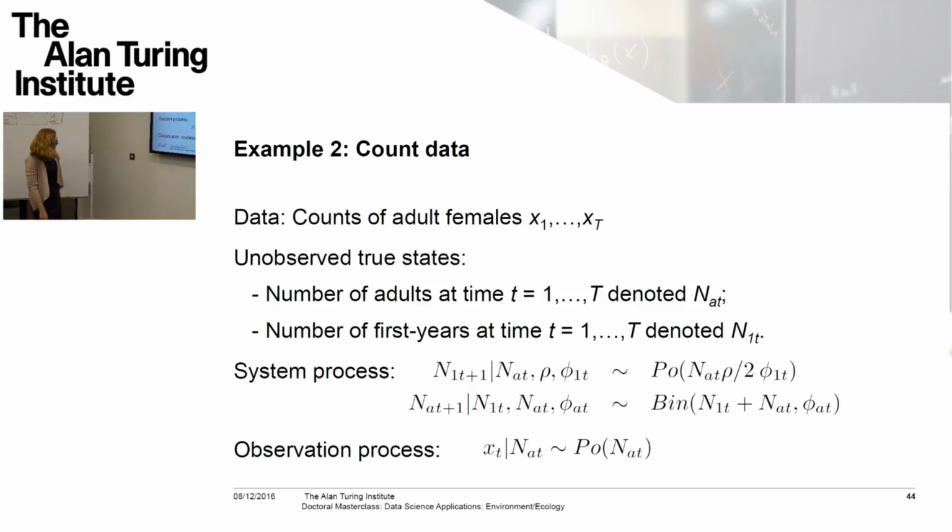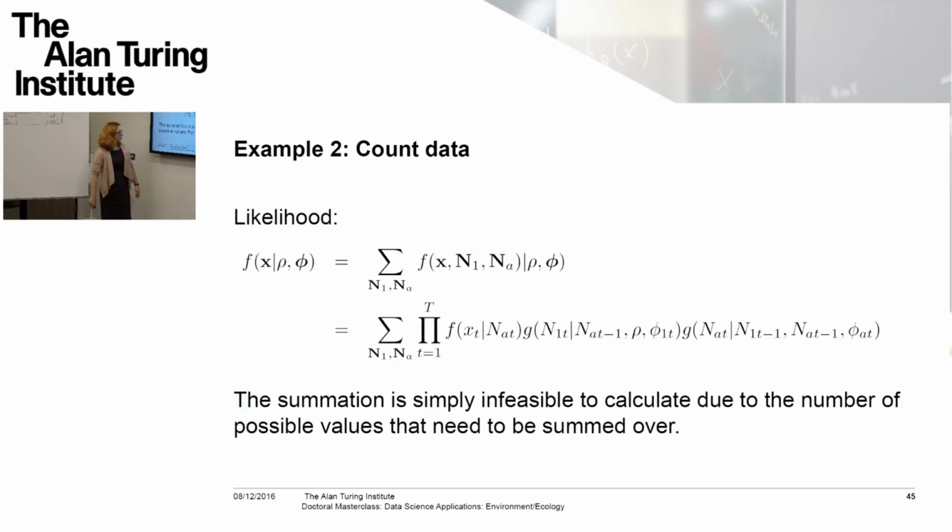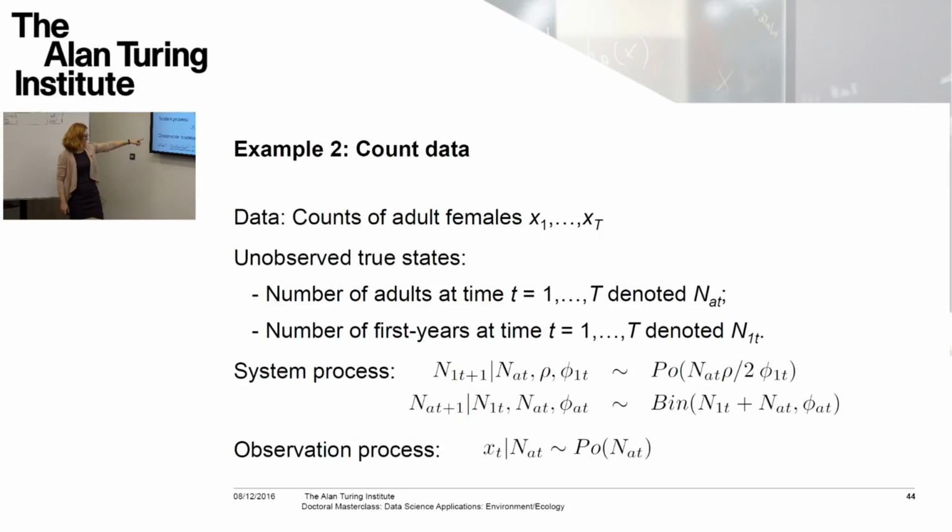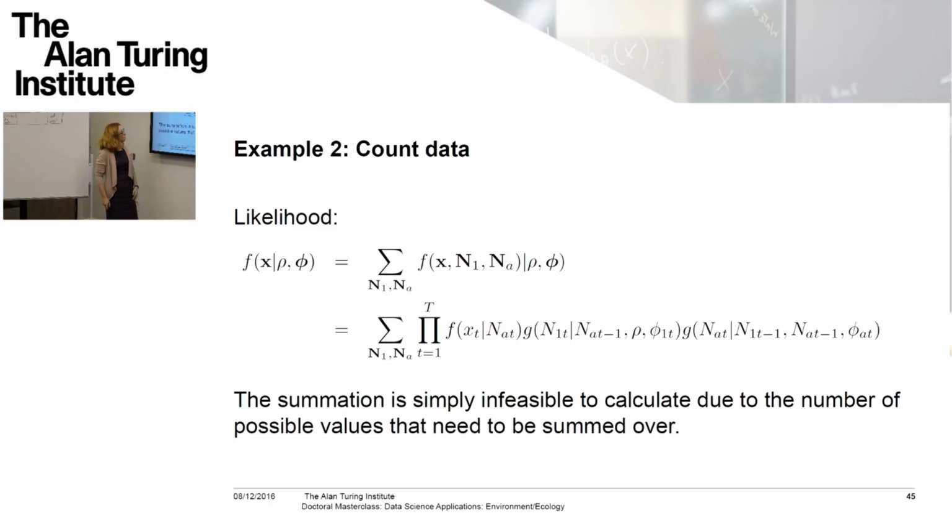A second example where this arises is our lapwing data again, with the counts. We've seen this model before. This is just a reminder of what the model is. Then we can write down our likelihood as a summation over all these true values that we don't know, because what we want is a function of the data given the parameters. The parameters are the fecundity rate and the survival probability. But we have all these unknown true population sizes that are driving the system, which we have to sum out. So we get a summation that we can't calculate. So again, we can't write down the likelihood.